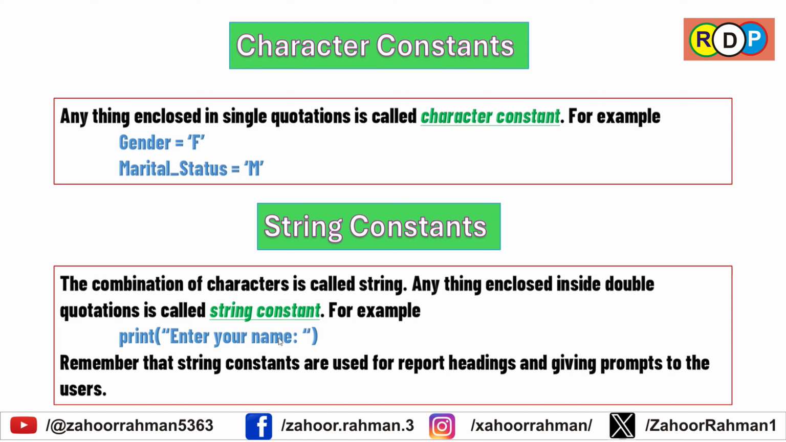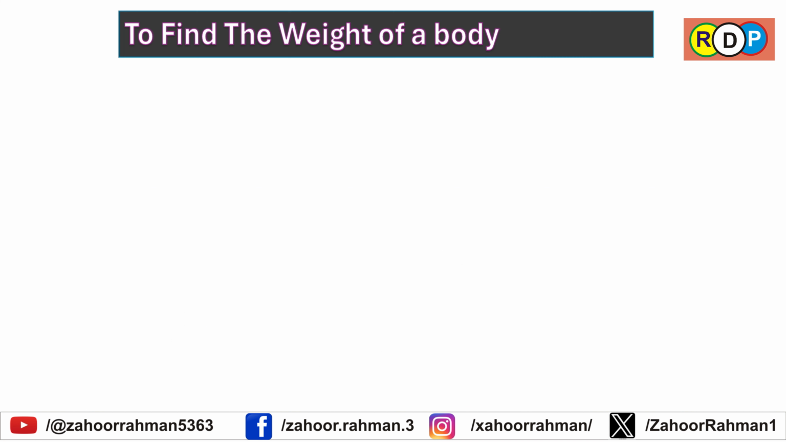What does it mean? It means that it will never change. Whatever is written inside, the computer will not interpret it. The computer will print it as it is. So this is E as a character, N as a character, and so on. All the combination of different characters is called string, and this is a string constant because it is enclosed in double quotation marks. Remember that string constants, as I told you, are used for report headings and giving prompts to the user.